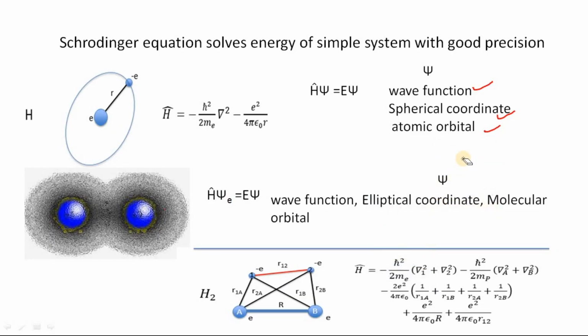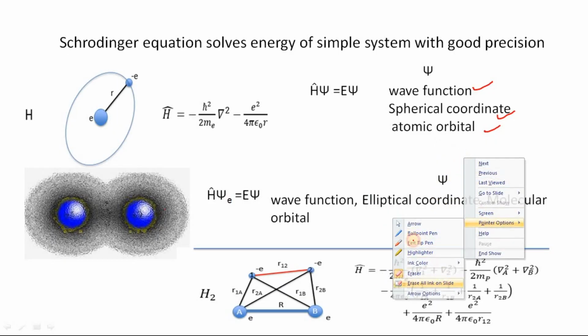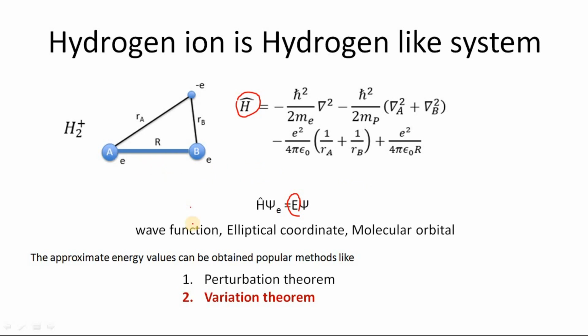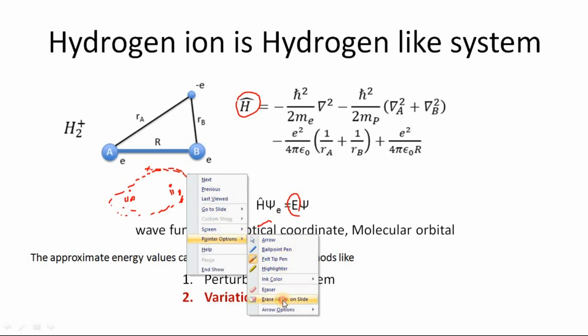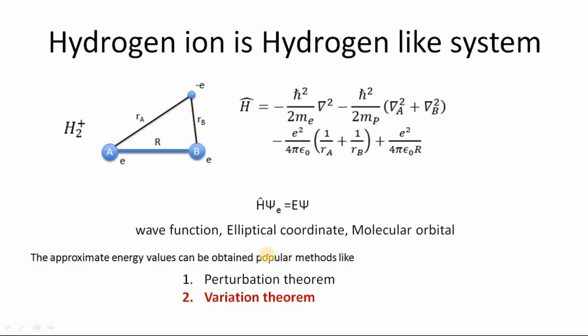But coming to the hydrogen ion, it is measured in elliptical coordinates, because see, this is the nucleus HA and we have the nucleus HB, and this electron orbits both the nuclei in an ellipsoidal manner. Therefore, it is an elliptical coordinate, and this orbital is no longer represented as an atomic orbital but a molecular orbital. So to calculate the energy, there are various models available.